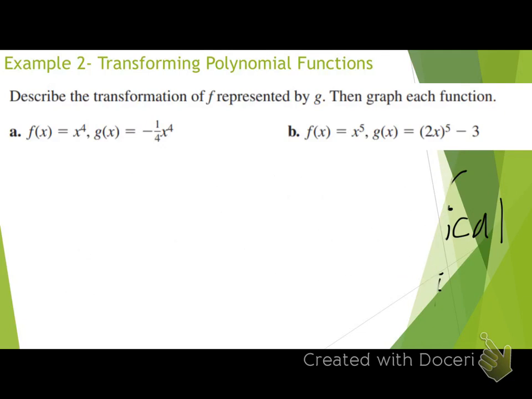Carter, I'll come look at yours here in a second. Oh, I didn't put the parentheses. Okay, B. f of x equals x to the 5th. g of x equals 2x to the 5th minus 3.